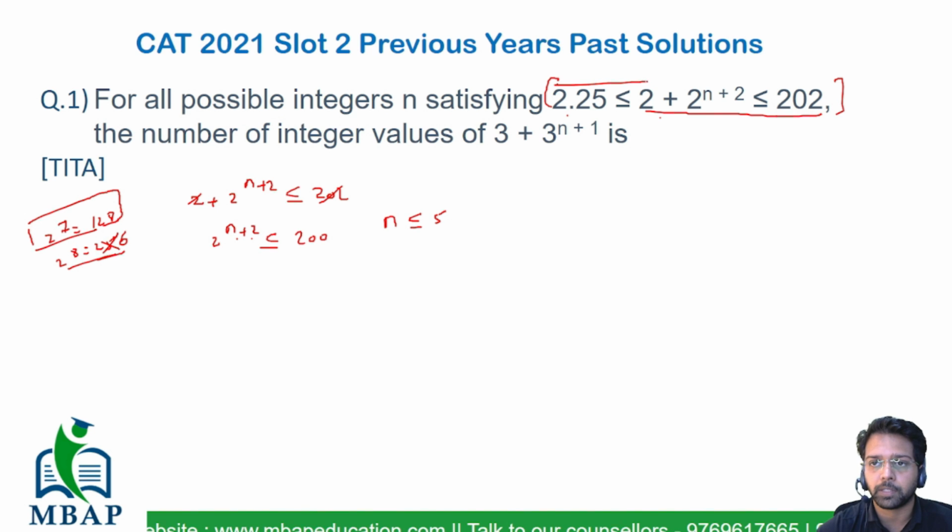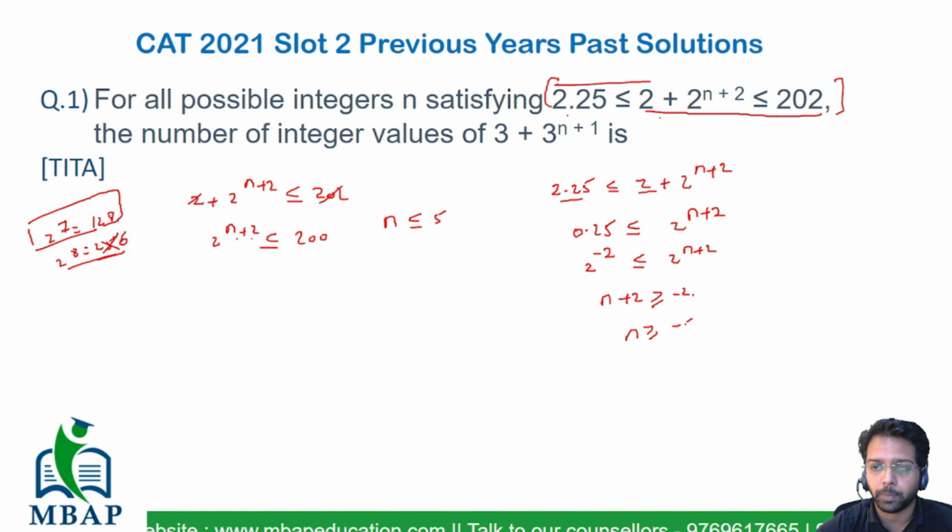Now let's see the other part of this expression, which says 2.25 is less than or equal to 2 plus 2 raised to n plus 2. If I subtract 2 from either side, it becomes 0.25 less than or equal to 2 raised to n plus 2. Now 0.25 is 1 by 4, and 1 by 4 is 2 raised to minus 2. So it becomes 2 raised to minus 2 less than or equal to 2 raised to n plus 2. From here, n plus 2 will be more than or equal to minus 2, so n is more than or equal to minus 4.